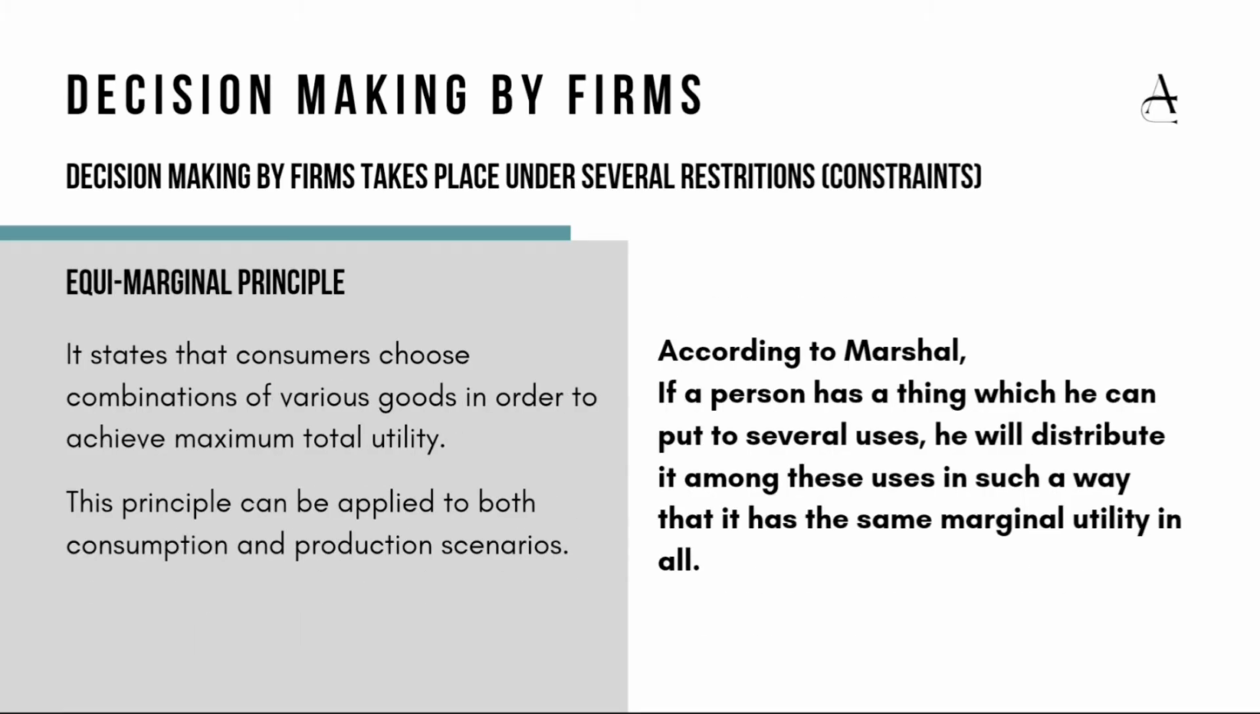Okay, next comes the equimarginal principle. According to this, it states that consumers will choose combinations of various goods in order to achieve maximum total utility. That is true in our case also, right? Suppose your mom or your dad, or maybe you yourself from your salary, took out 1,000 rupees and you are thinking that you will get yourself a gift. Or let's say you got a gift card from your company for 1,000 rupees. I myself have done it so many times. Recently I got a gift card worth 1,000 rupees, you might have guessed. It was an Amazon gift card.